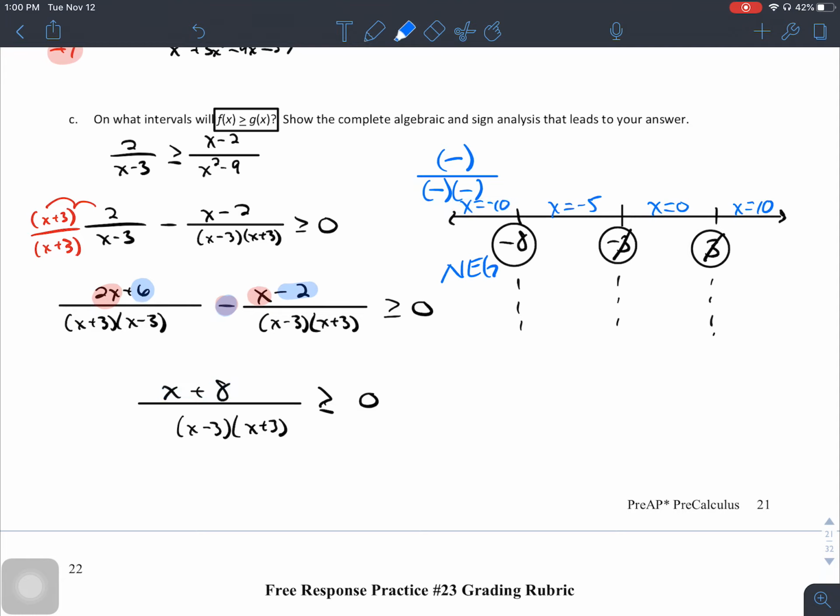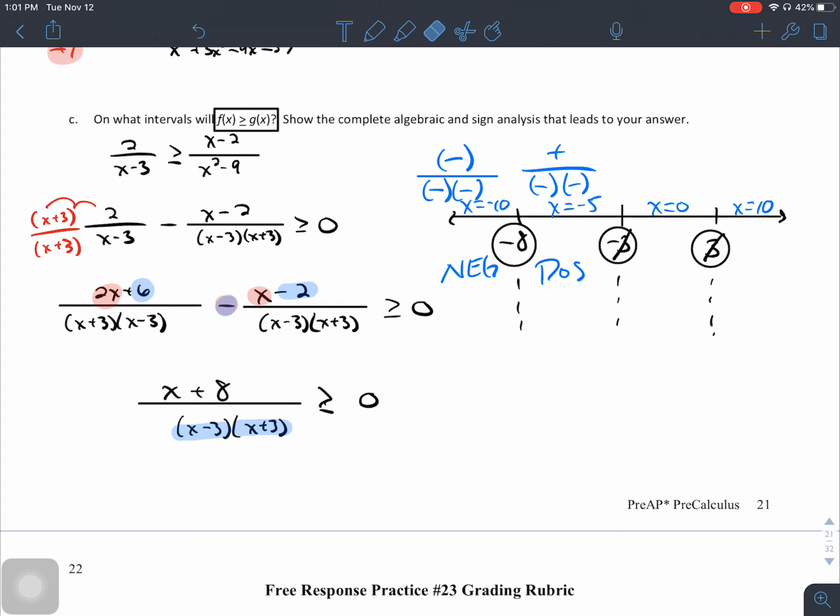If I put a -5 into the numerator, -5 plus 8 is positive. If I put it in here to the bottom left, -5 minus 3 is negative. If I put it into the bottom right, -5 plus 3 is negative. If you divide a positive by two negatives, it's an even number of negatives, that's going to be positive.